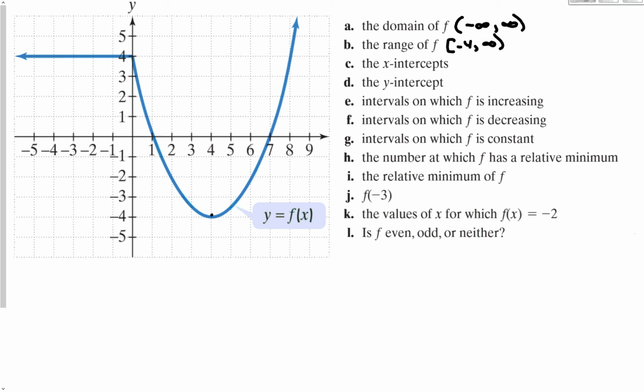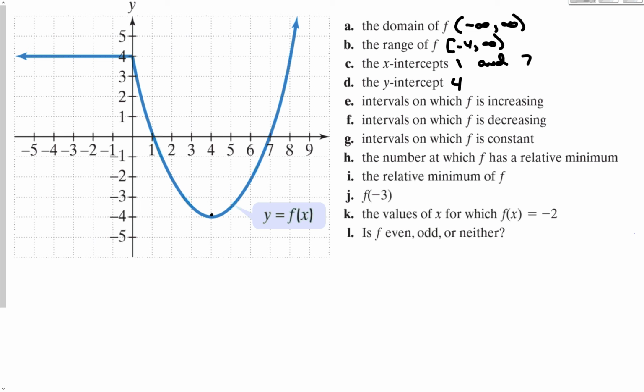This graph has two x-intercepts, two places that it crosses the x-axis, which would be 1 and 7. Or I could write the whole point. I could write 1, 0 and 7, 0. It has one y-intercept, which is 4. If I wanted to write the point, that would be 0, 4.